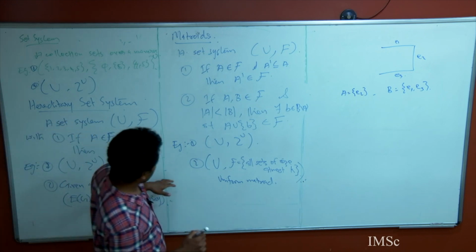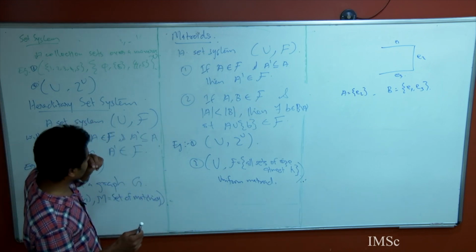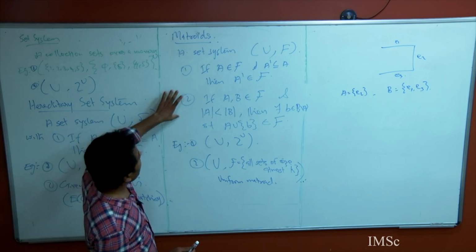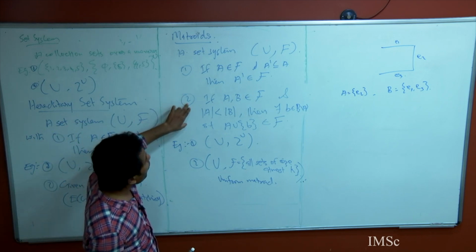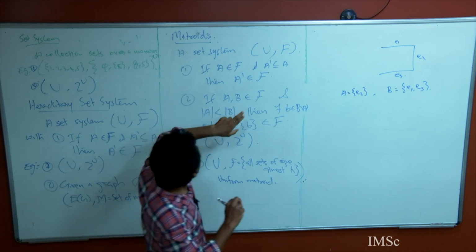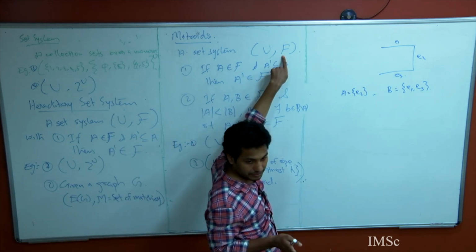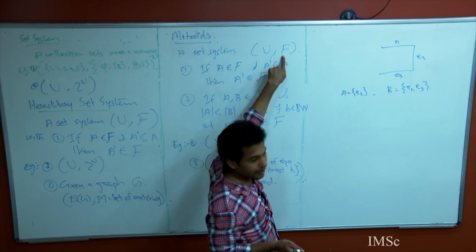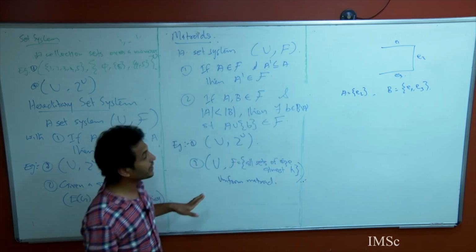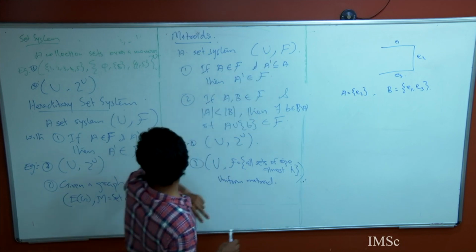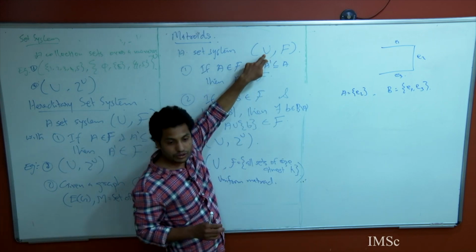And before going to other examples, another property of a matroid is all maximal. In a matroid, this family F is called independent sets. This is also called independent sets, and this set is called the ground set.